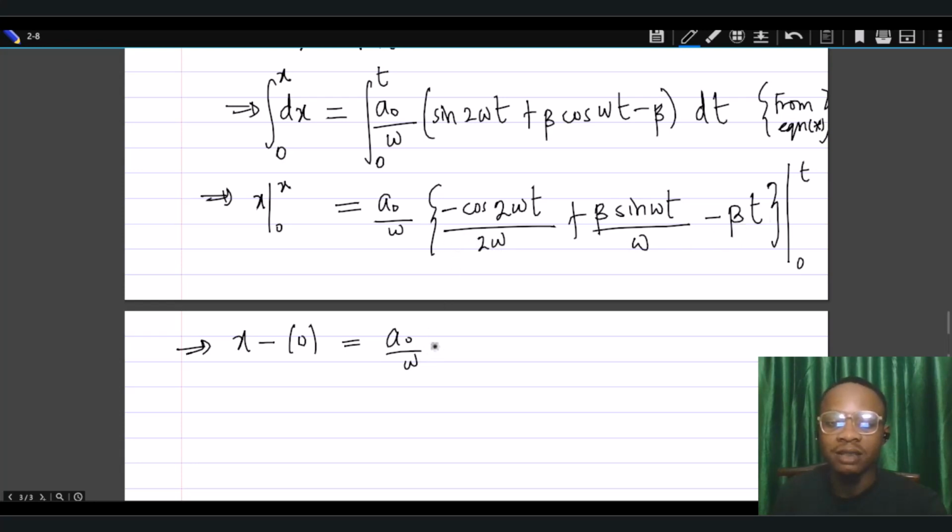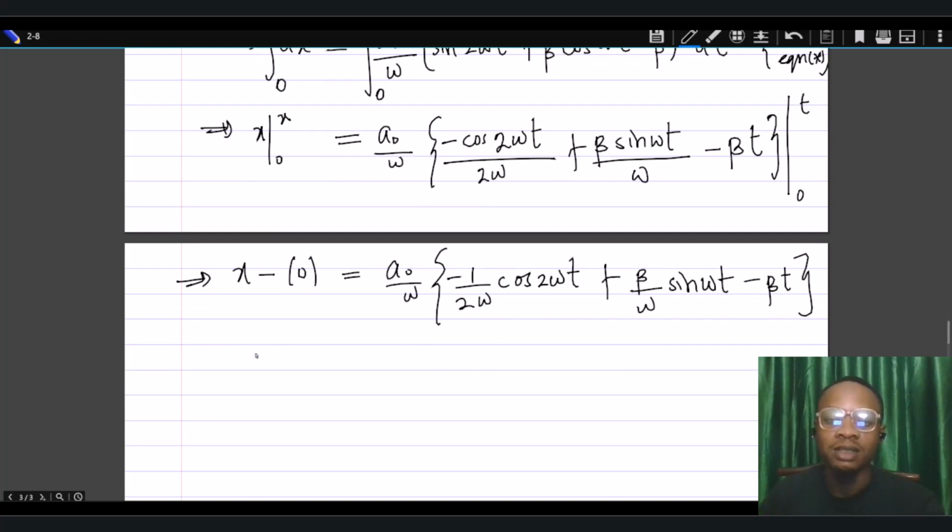So let's leave it as it is and say this is minus 1 over 2 omega into cos 2 omega t, then plus beta over omega into sine omega t, then minus beta t. So that's what we have. When we substitute t, it remains like that. Then let's substitute 0 and see what that gives us.